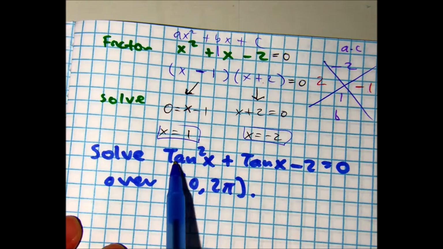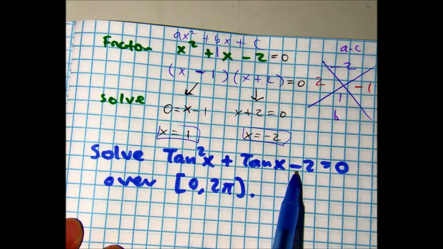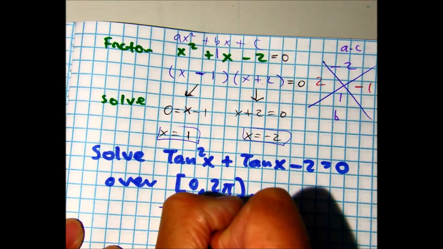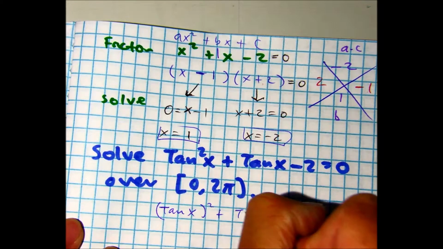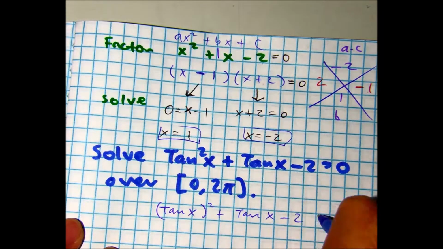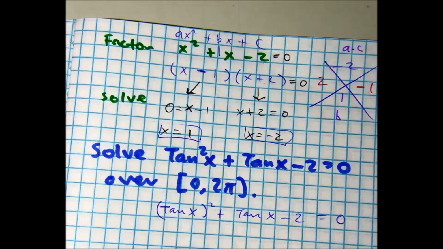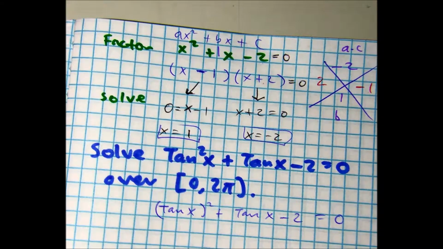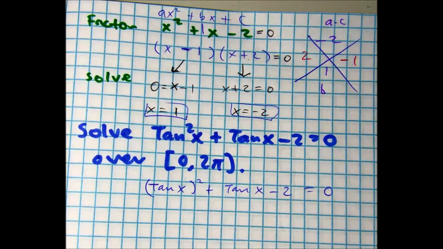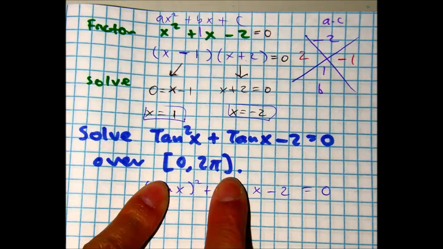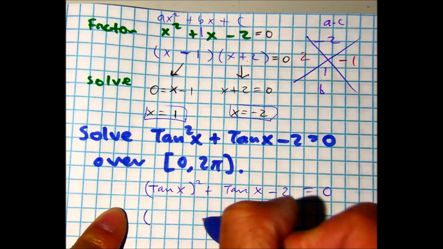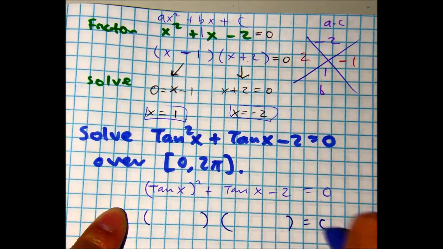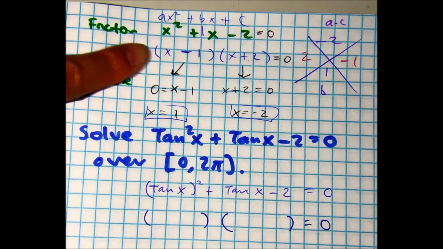Let's rewrite tangent squared x plus tangent x minus 2. I have tangent of x squared plus tangent of x minus 2 equals 0. Put your finger over the tangents. Do you see how it's the same? So if you factor this, what do we get? What did we get up here?